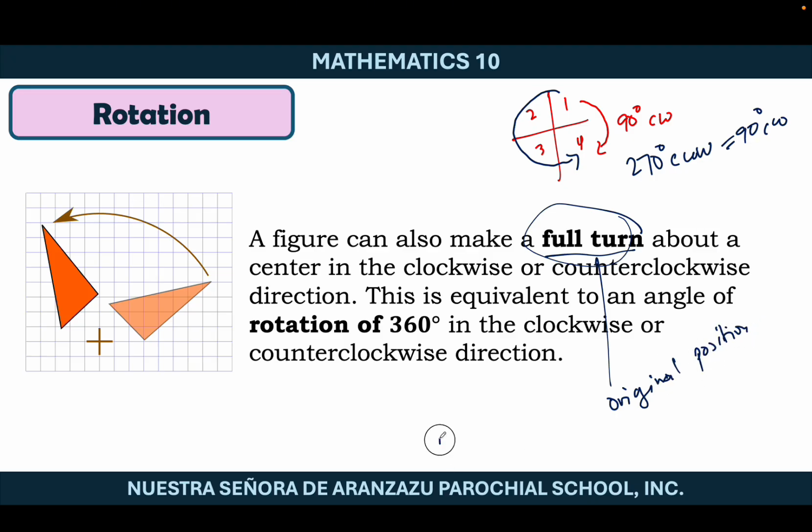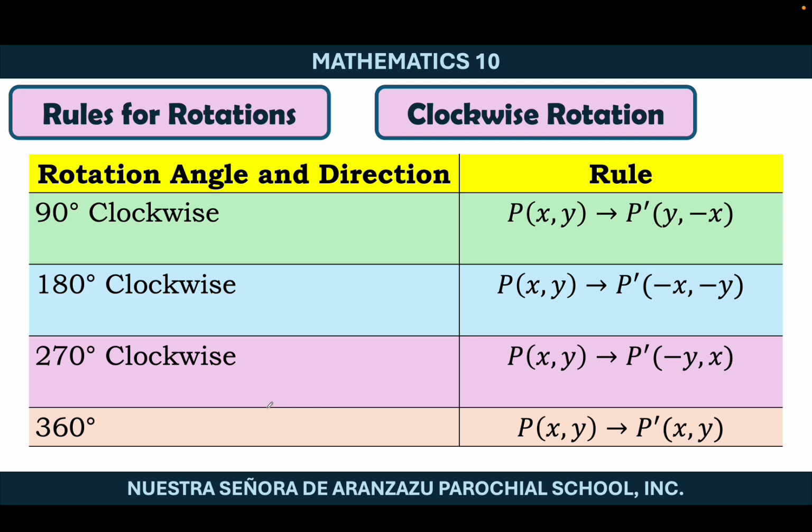So, ibig sabihin, when you have a given point x, y, it will become x, y pa din. Okay? So, from quadrant 1, babalik ka sa quadrant 1 kapag 360 degrees ang kanyang rotation, whether it is a clockwise or counterclockwise direction. So ito yung mga rule natin for the clockwise rotation. Okay? So, from given point x, y, it becomes y, negative x. So, yung position ni x and y has been switched, then change the sign of x. So, switch, then change x. So, yan yung rule natin for 90 degree clockwise.